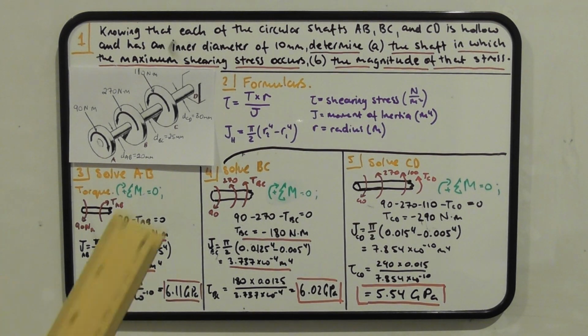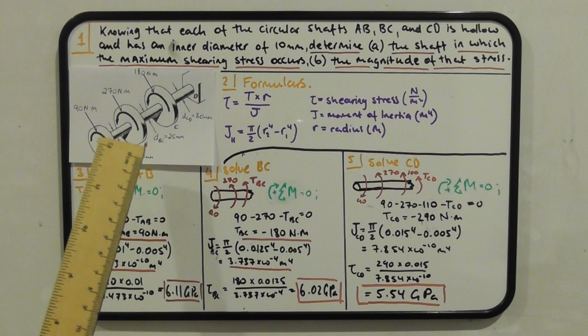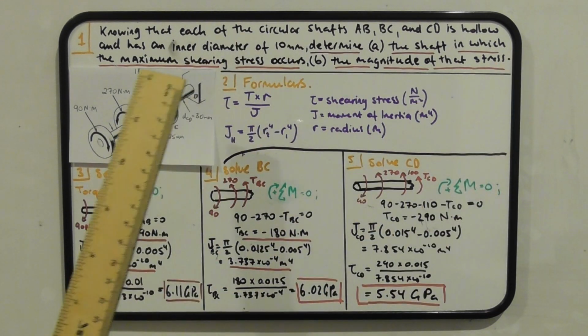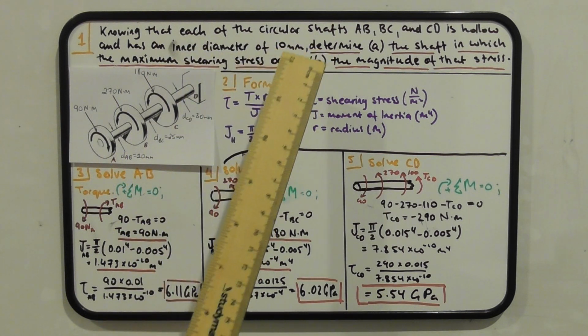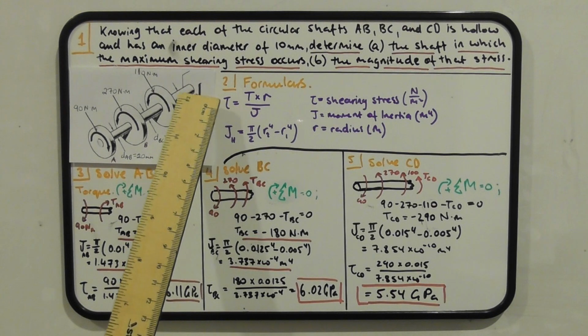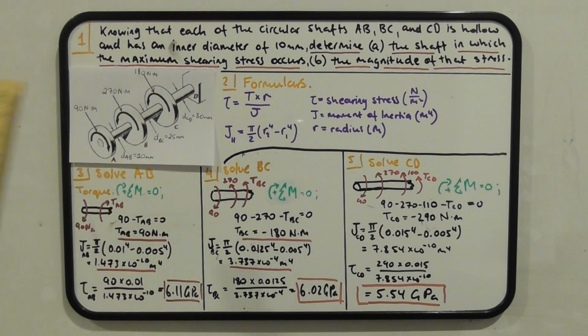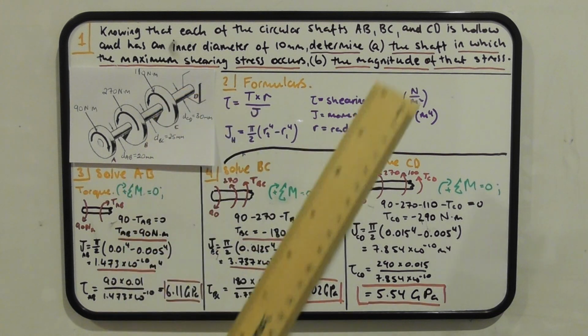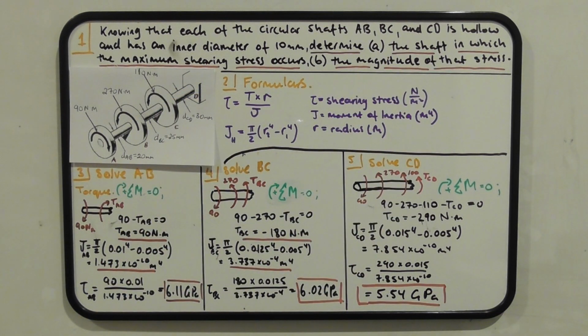Okay, so knowing that each of the circular shafts AB, BC, and CD is hollow and has an inner diameter of 10 millimeters. So each one of these shafts here has an inner diameter. Determine A, the shaft in which the maximum shearing stress occurs, and B, the magnitude of that stress.